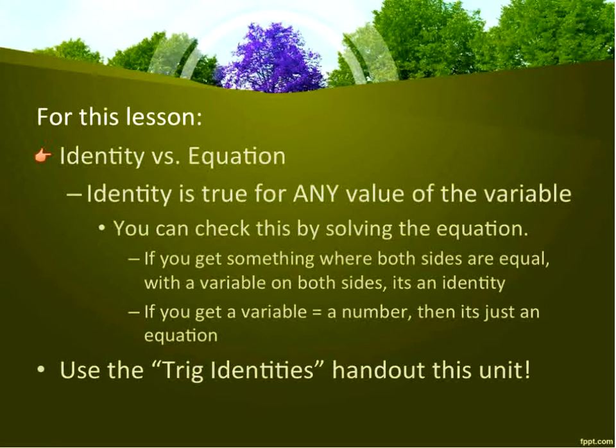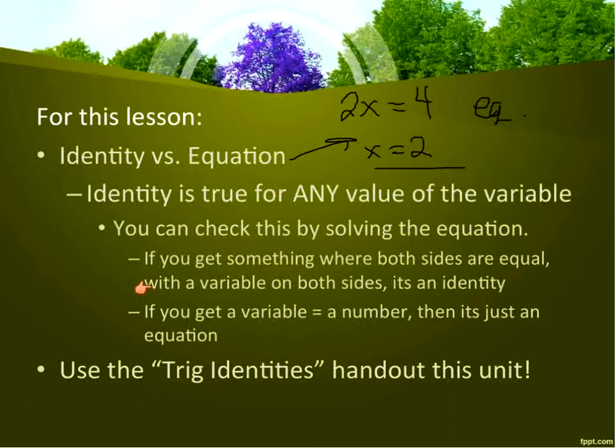So in this lesson, first let's talk about an identity versus an equation. So let me give you an example. If I said 2x equals 4, that's an equation because it has one answer, x equals 2. So equations have one answer. Identities are true for any value that we're going to plug in for the variable. So that's the main difference. Equations have one answer. Identities have multiple, many different answers. We can check this by solving the equation just like we just did here.